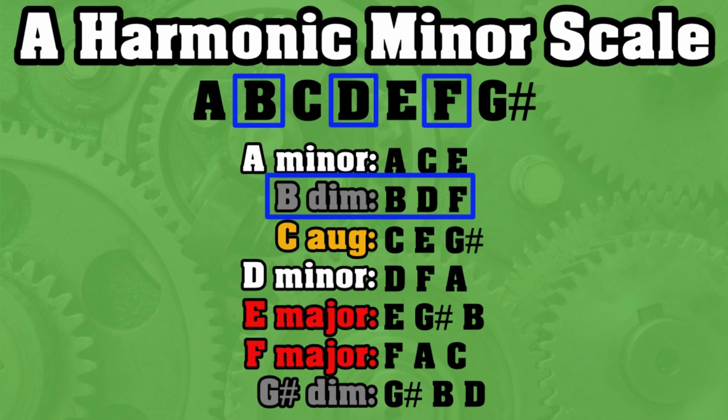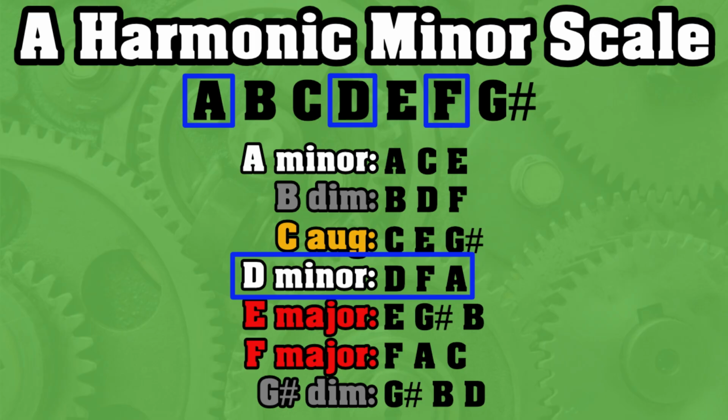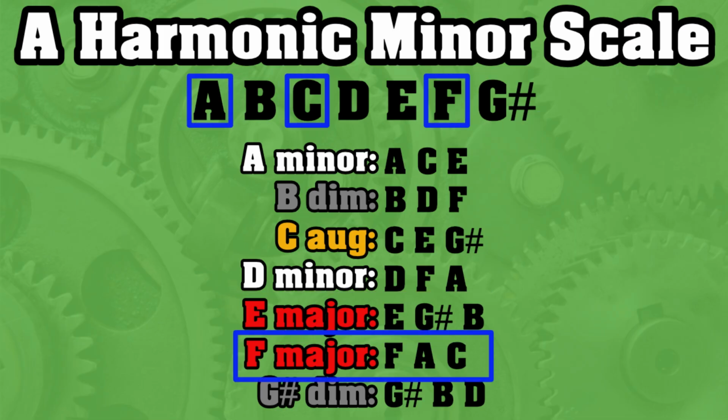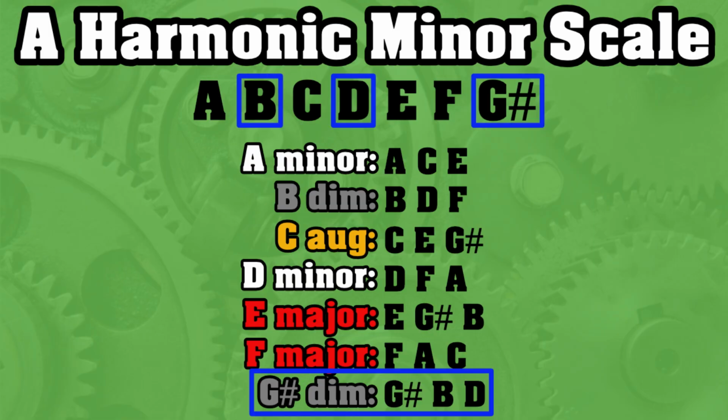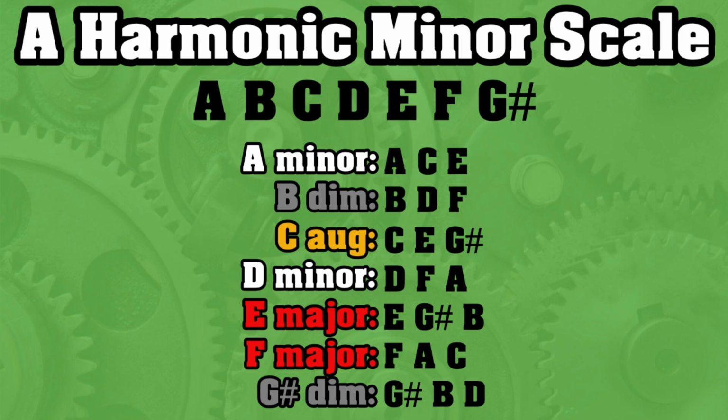Starting on C, playing every other note, it's an augmented triad. Starting on D and playing every other note, you get a minor triad. Starting on E and playing every other note, you get a major triad. Start on F, play every other note, major. Start on G sharp, play every other note, you get a diminished. And then back at the A. So there's your 7 triads found in the harmonic minor scale.